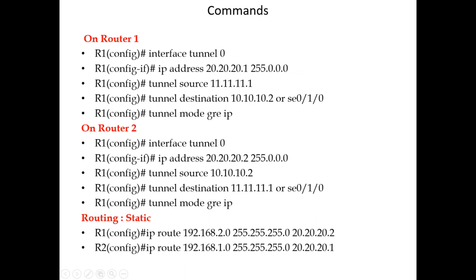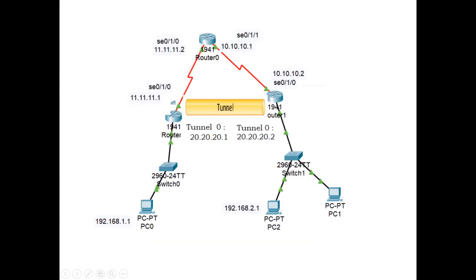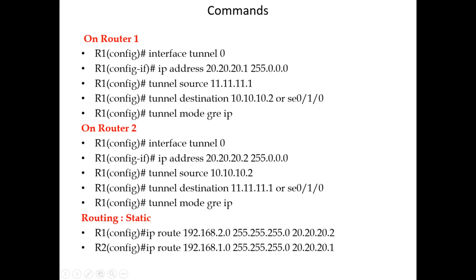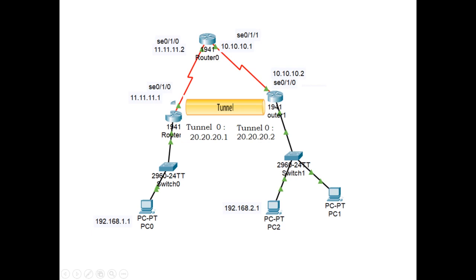Same thing: I need to give interface tunnel 0, the IP address of the other side of the tunnel, then the tunnel source. Now here this will become the source and this will become the destination accordingly. Once it is created on both sides, the tunnel is created, and we need to do the routing over the tunnel, which means I am doing a static route on R1 with IP route, where this is my destination and this is my next hop IP.